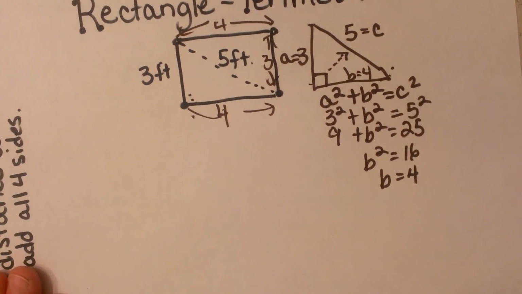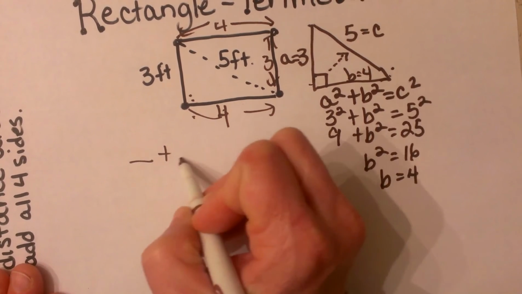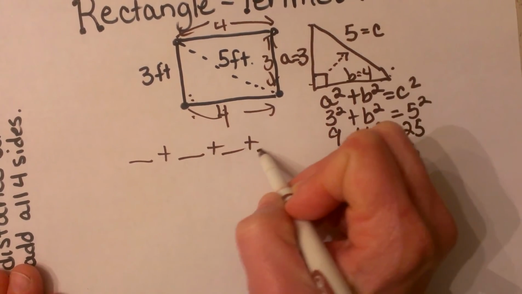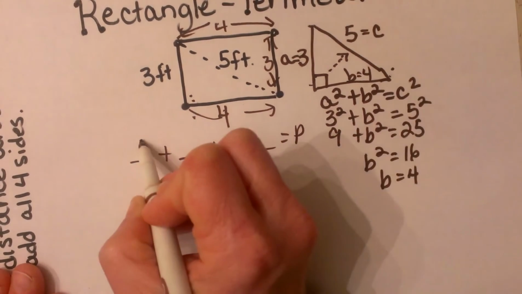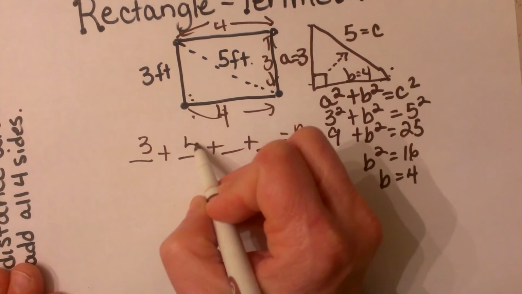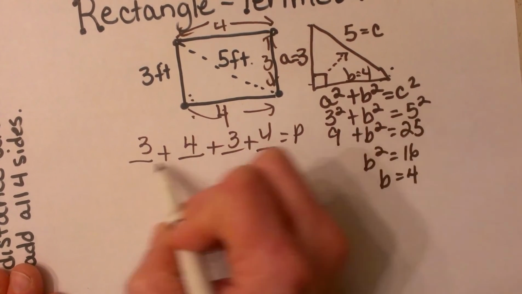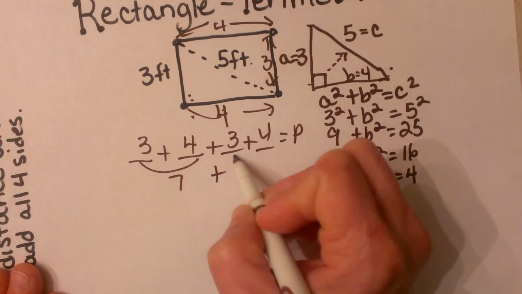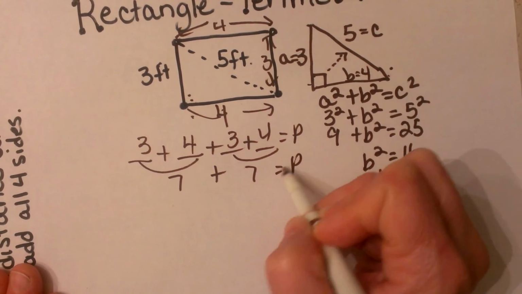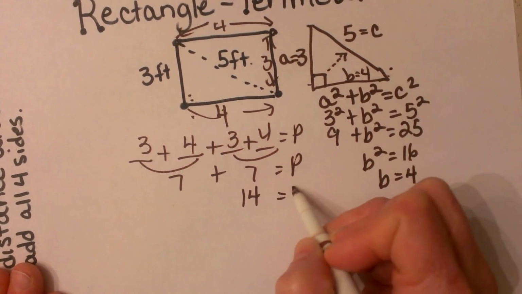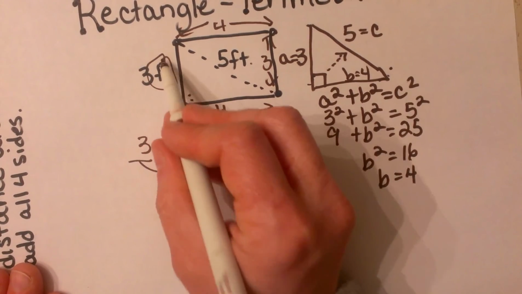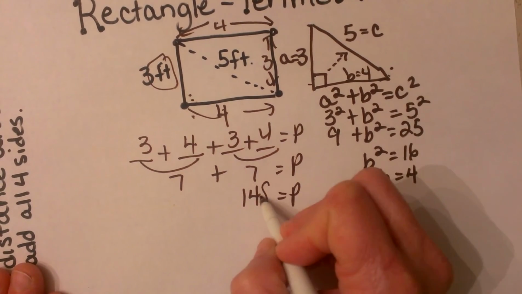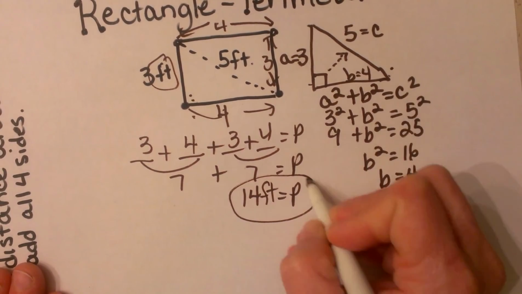So now let's add our 4 sides up. We're going to add the 4 sides up to get our perimeter. So I'm just going to plug in 3 plus 4 plus 3 plus 4. That gives me 7 plus 7, which measures 14. And the units on this one were FT, which is feet. So let's go back and add our units.